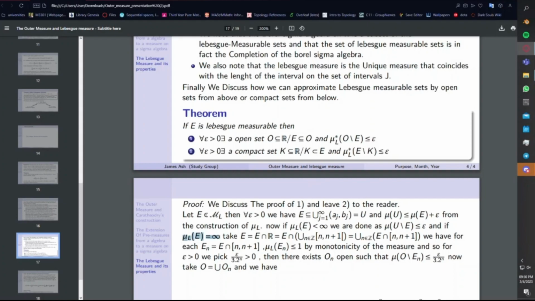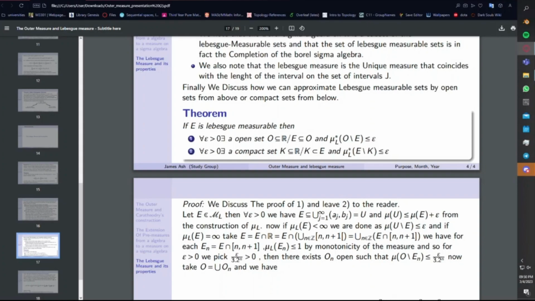Now, if it's infinite, then we write E in a particularly smart way. We just take E to be E intersection R. So this is the same thing. And R is the union of [n, n+1) as n goes over Z, right? So again, just a bit of set theory. We write this as the union of E intersection [n, n+1). First of all, note that this set here is going to be a subset of this set. So it's going to have Lebesgue measure less than or equal to 1 by monotonicity. And I just call them E_n here.